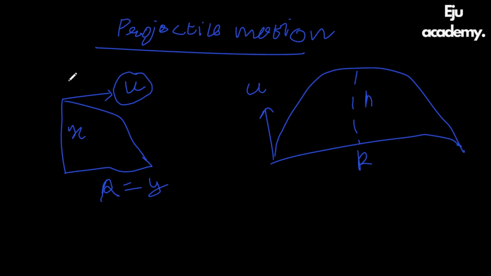The motion along the horizontal direction is with uniform velocity, and the motion along the vertical direction is under gravity. So the motion along the horizontal is of constant velocity, so it's not gonna vary. It's gonna be constant v. The motion along the vertical is going to be downward, which is g.